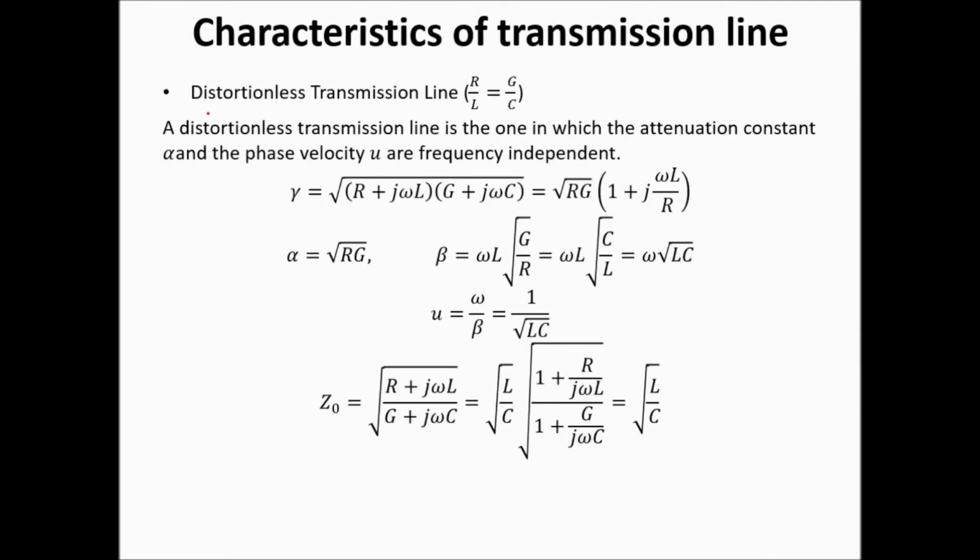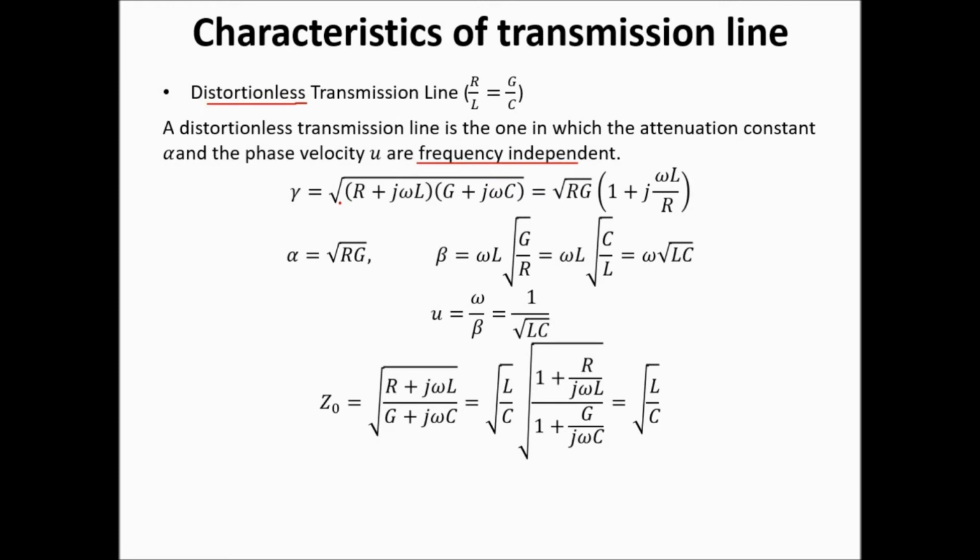Now if you think about the distortionless transmission line, it means the line on which the attenuation constant alpha and the phase velocity are frequency independent. So no matter the operating frequency of the signals, alpha and the speed will not depend on the frequency. That's called a distortionless system. The transmission line is faithful, so it can carry any frequency signal without distortion.